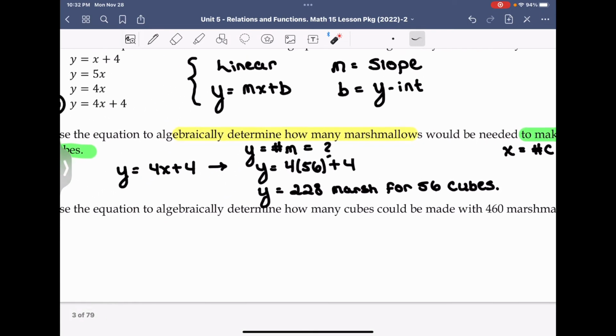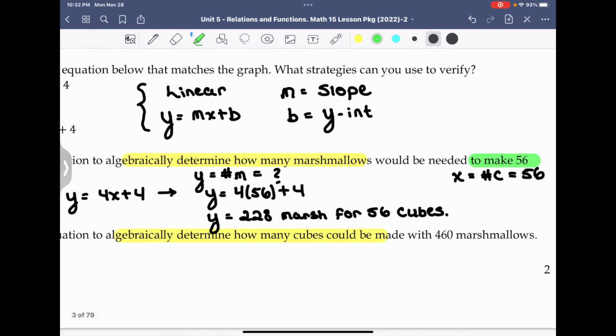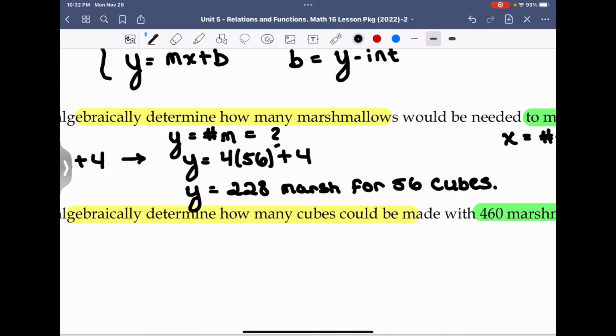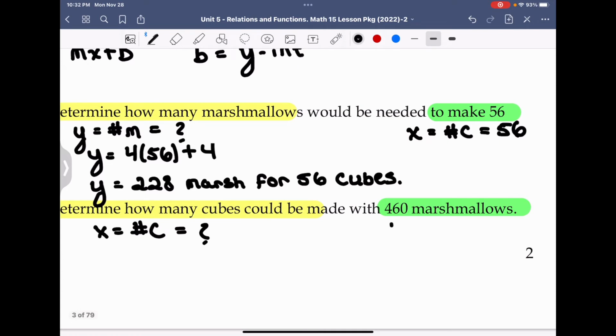All right, now we're going to use the equation again to algebraically determine something different. We're going to algebraically determine how many cubes could be made if we were given 460 marshmallows. How are we going to solve this? Well, we first got to identify what they're asking for. Determining how many cubes could be made. Cubes were always represented by our x variable, and this is our unknown. 460 represents the marshmallows. Marshmallows were our dependent variable, which is the number of marshmallows, and this is the part that we have as 460.